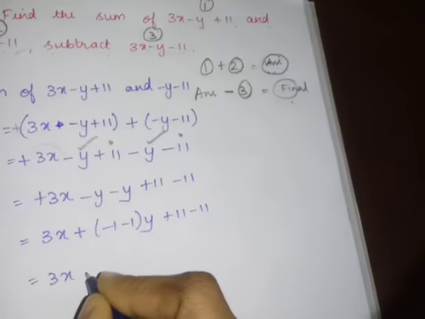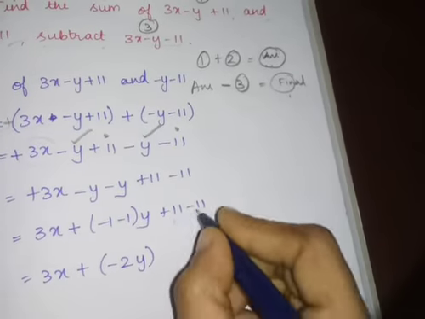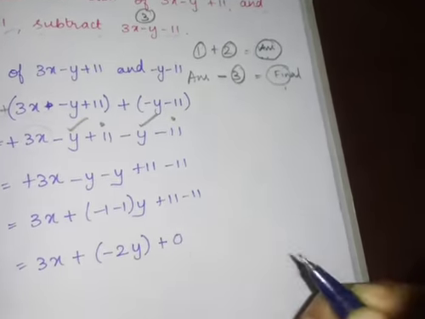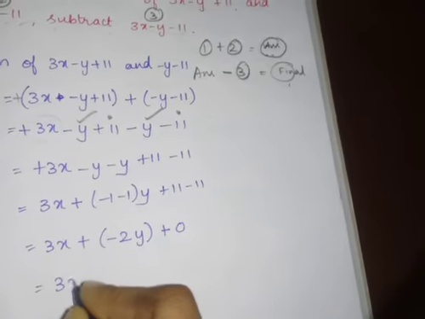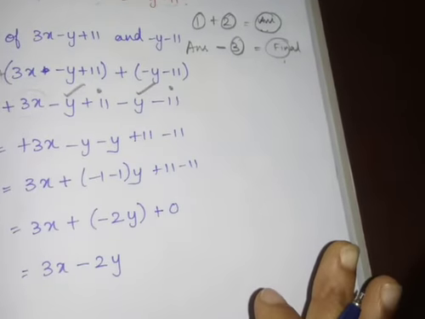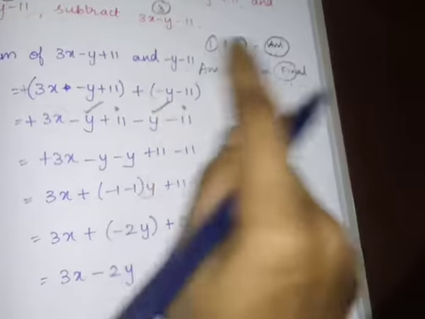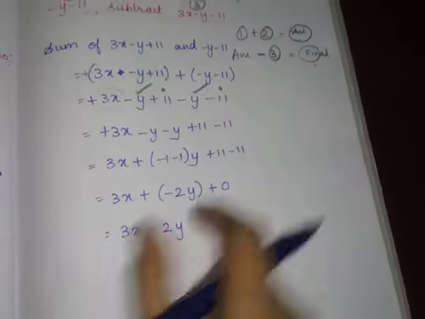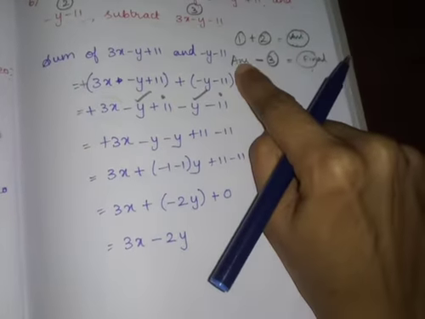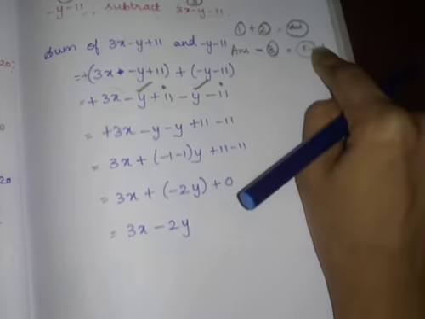3x plus minus 1 minus 2y plus 11 minus 11 plus 0. Now 3x plus into minus 2y. Plus 0, no problem, you don't want to include it. So I just got the answer of the sum of these two values. Okay. Next, after finding the sum, I got the sum answer. Now I have to subtract that answer by this third expression to get the final answer.